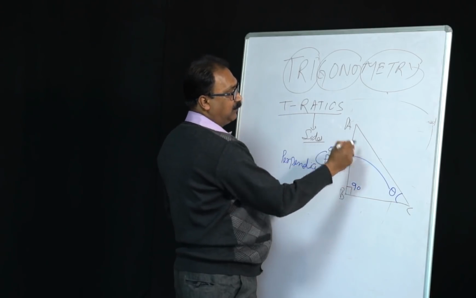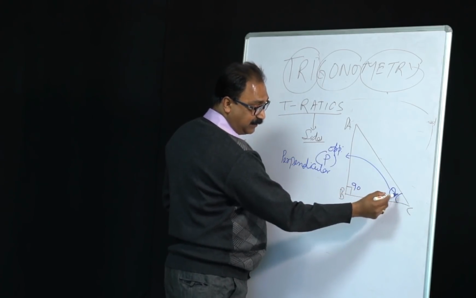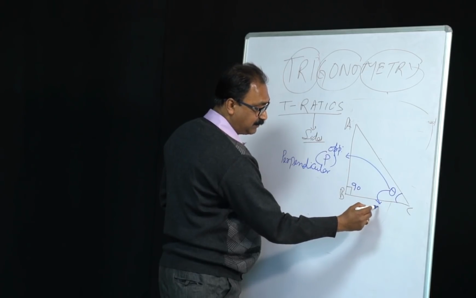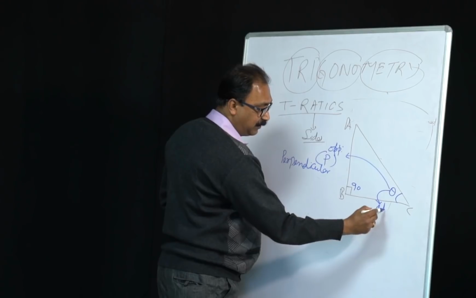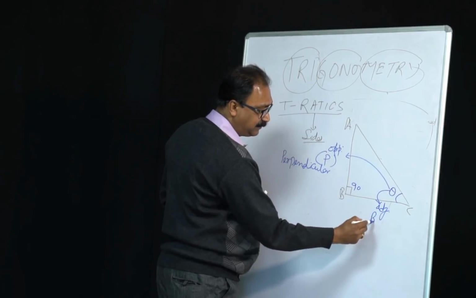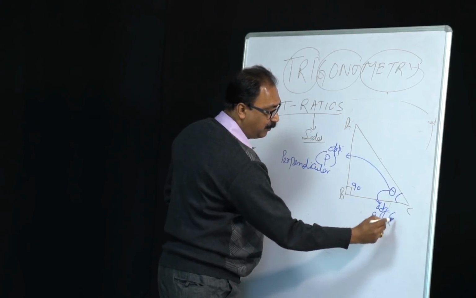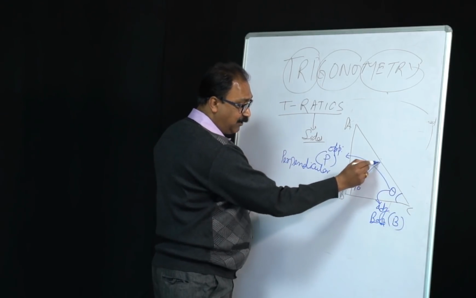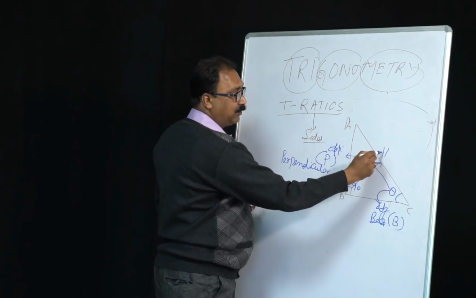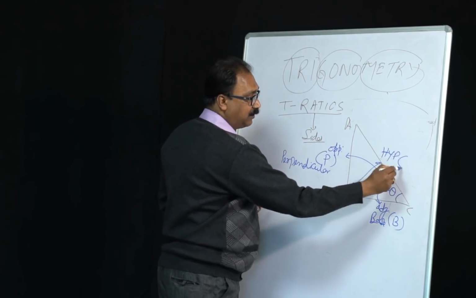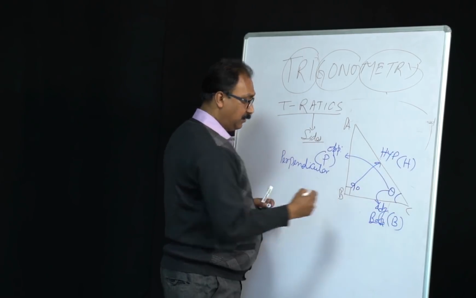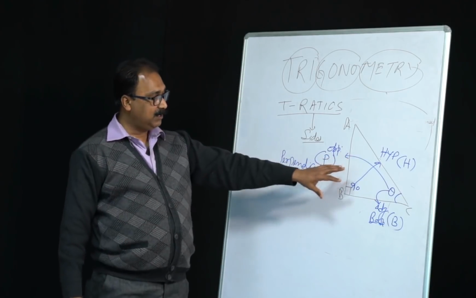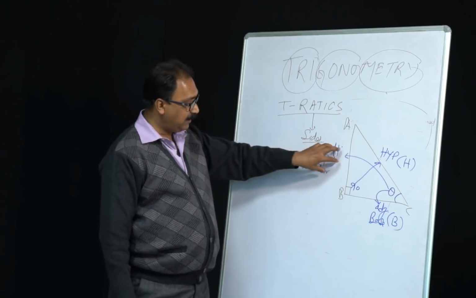And the adjacent side, see this angle, the adjacent side nearby, we call base. This is called the adjacent side. The adjacent side we call base, denoted by B. And the side opposite to 90 degrees we call hypotenuse, denoted by H. The three names of the sides we learned here. One, the opposite of the acute angle is perpendicular.